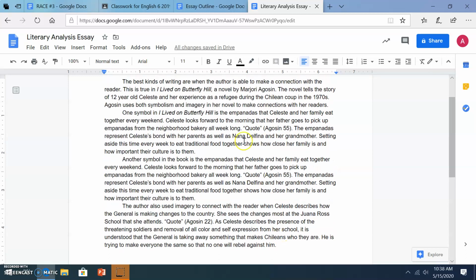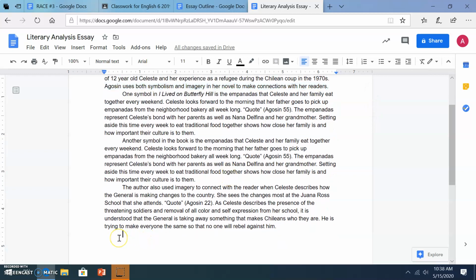First thing I'm going to do in my conclusion is restate my thesis statement. My thesis statement says Agassiz uses both symbolism and imagery in her novel to make connections with her readers. So I want to say that same thing again, but using different words so that we don't have a lot of repeating in our essay.